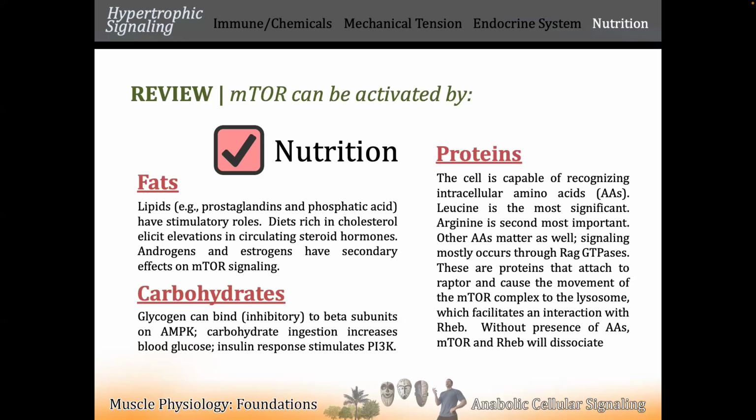And here's our summary, right? Fats, carbs, and proteins, and how they exert their effect. Now, we didn't talk about carbohydrates other than stimulation of insulin. And you know how insulin sends its signals through PI3K, but we'll talk more about carbohydrate in the next lecture and its effect on AMPK.